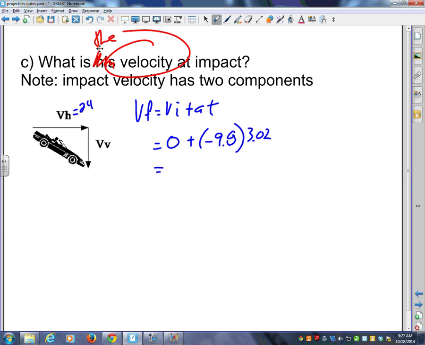29.6, we'll say. Is that my final answer? No, that's only one component, isn't it? Only one part of it. So how do I find good old V here? Yep. When you first learned Pythagoras, did you really understand how many times you were going to use it in your future? Or did you just think, I'm going to learn this and then forget about it in a week?